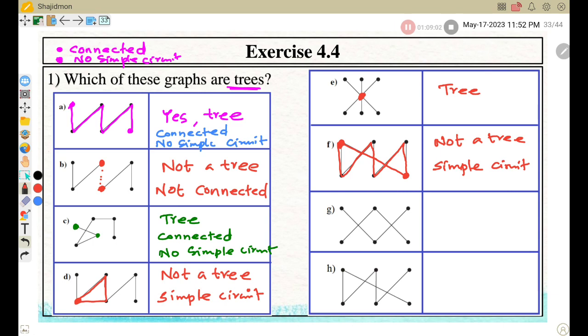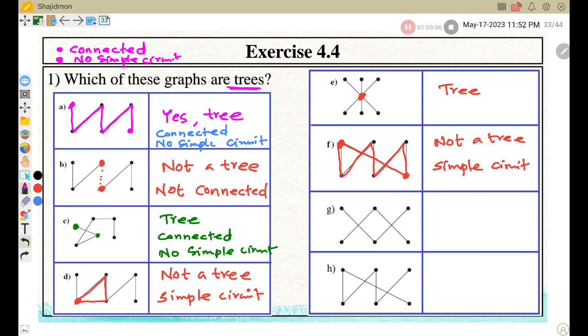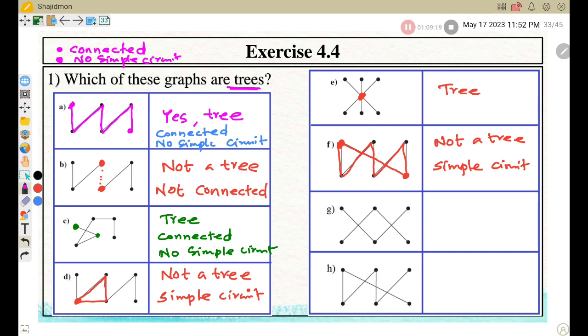Now question number G. I hope you understood that question. Question number G now. Is it a tree or not, that one? When we are seeing it, it seems like a tree. But is it a tree, that one? We can see that one. See that graph, you can see. The graph is drawn like this.